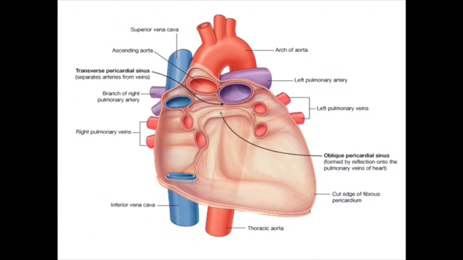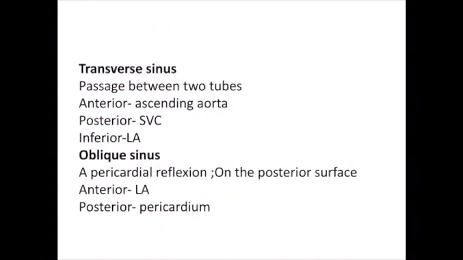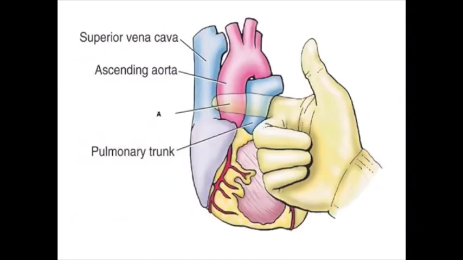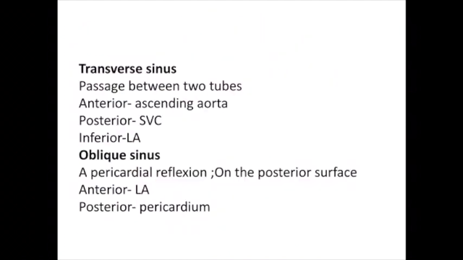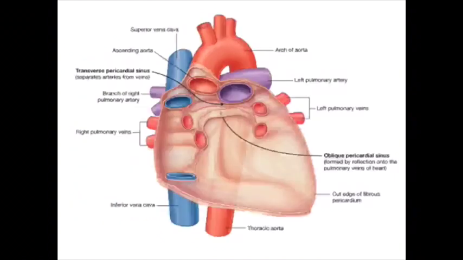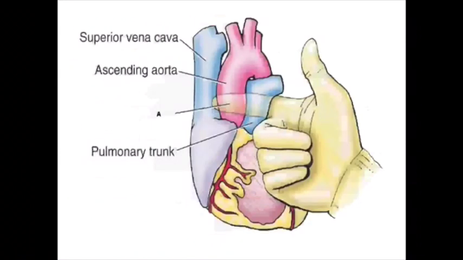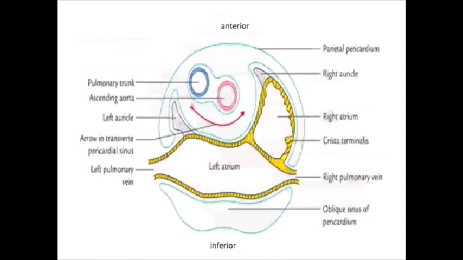and the oblique pericardial sinus, which is located on the posterior surface of the heart, and anteriorly it is related to the left atrium and posteriorly related to the pericardium. In this picture, you can see the transverse sinus of the pericardium. And also this diagram clearly shows the arrangement of arterial tubes, and the relation of transverse and oblique sinus to the left atrium.